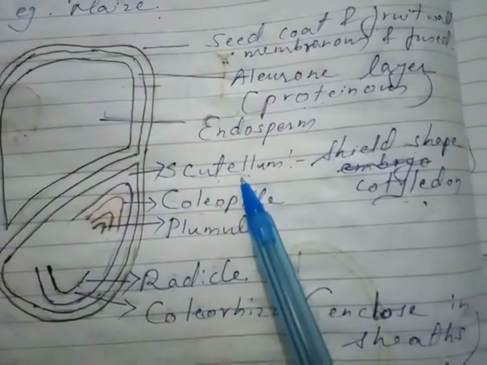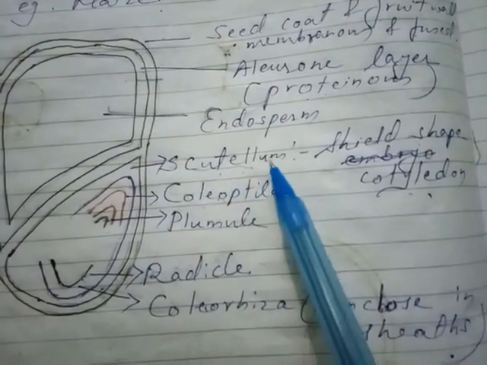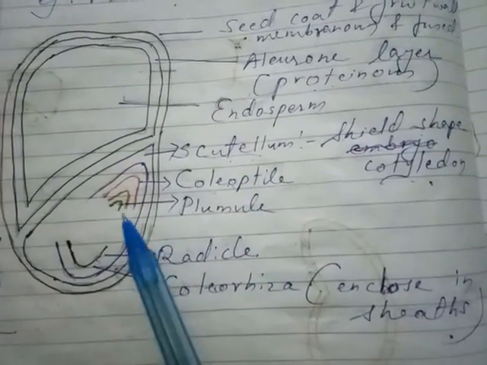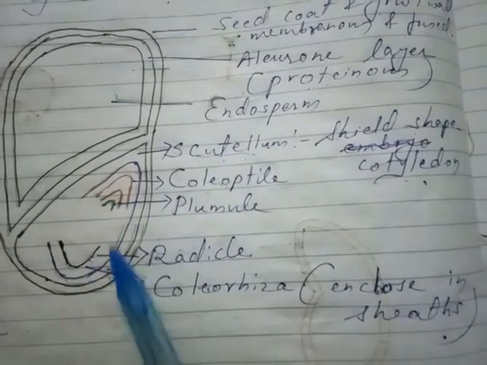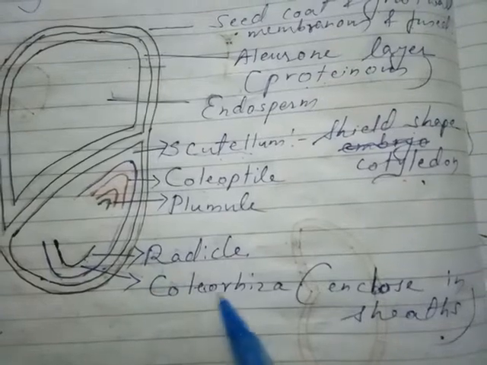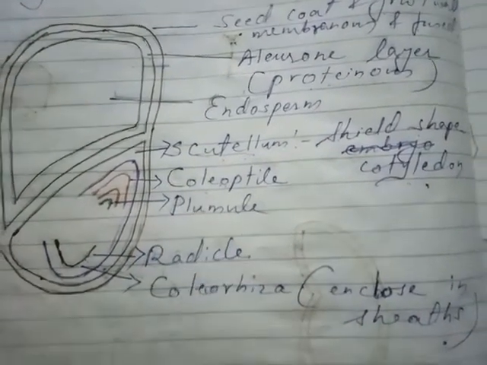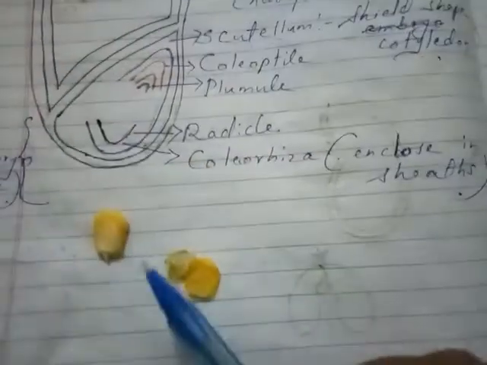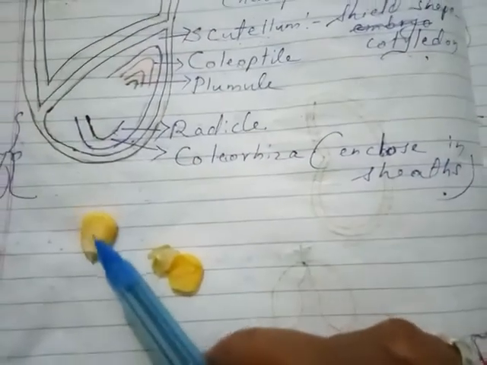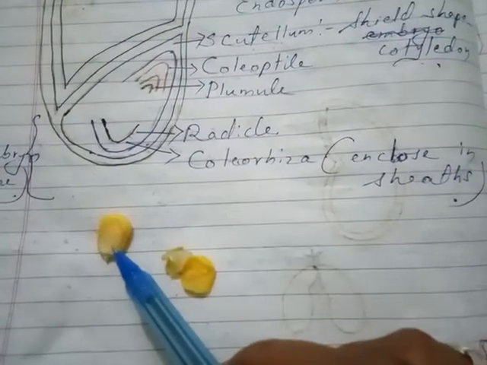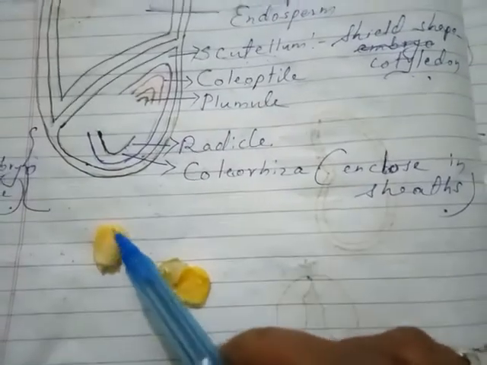It is a shield shaped structure and it is called scutellum. In this, it will have a radicle and a plumule. Radicle is covered by coleorhiza and plumule is covered by coleoptile. So in case of maize, it is a single cotyledon and here the embryo is present over here, and this one is the endosperm part.